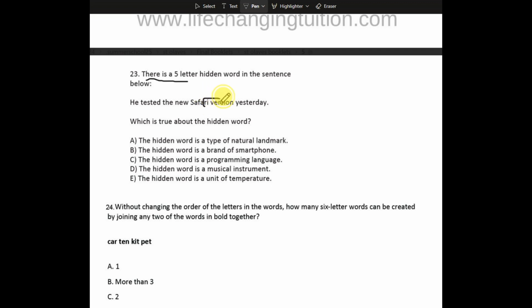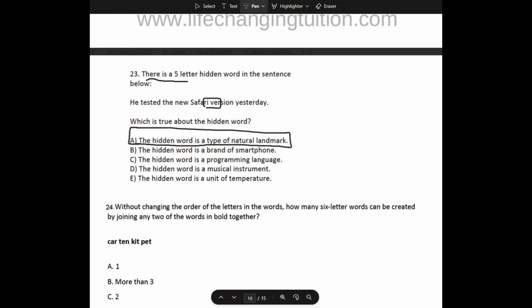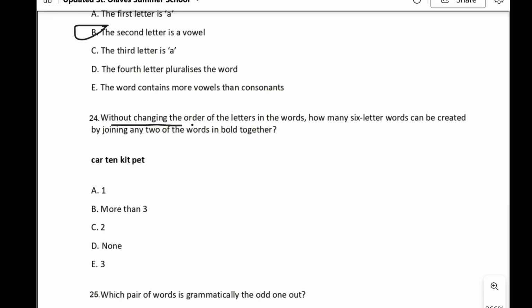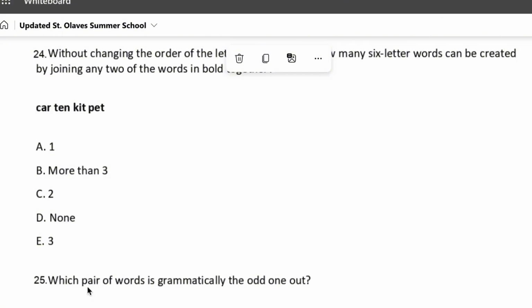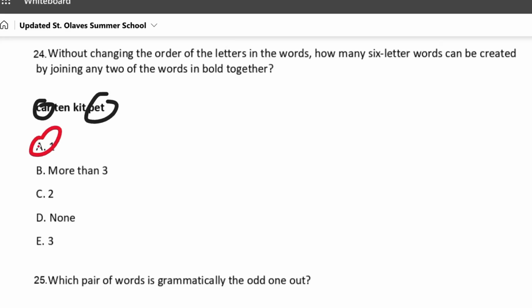There we go. River. That's a hidden 5-letter word, and you can see it's a type of natural landmark. Okay, a river. Here, because it says without changing the order of the letters in the words, I can see we can only make one word, which is going to be carpet. So we can do solution A.